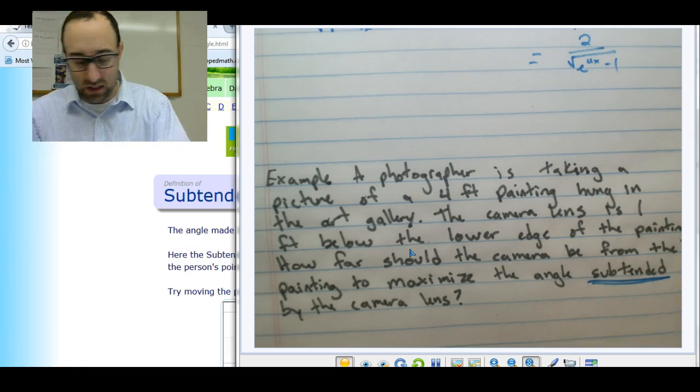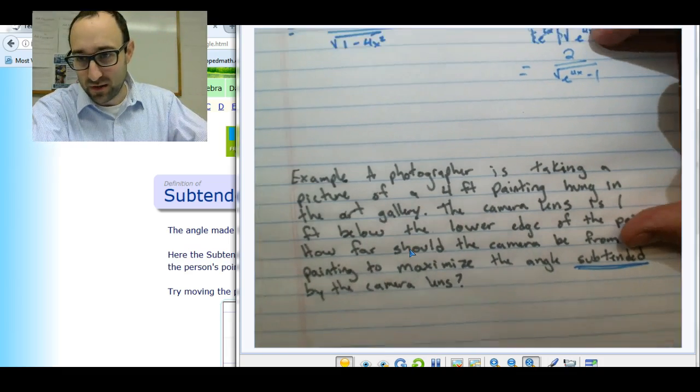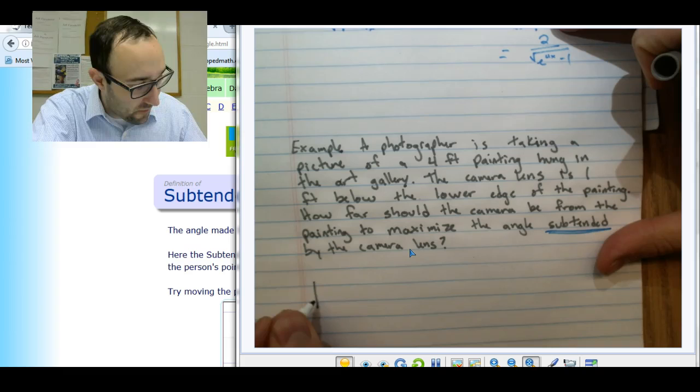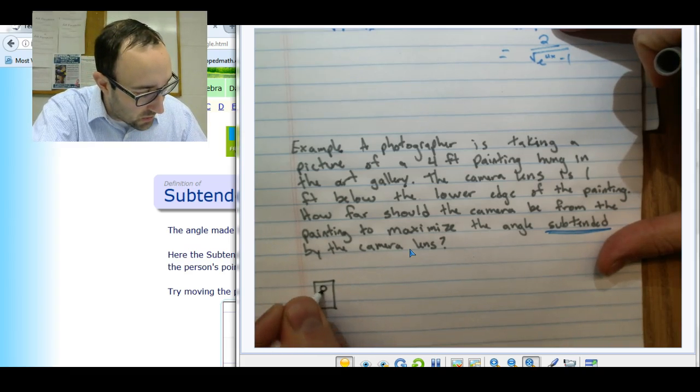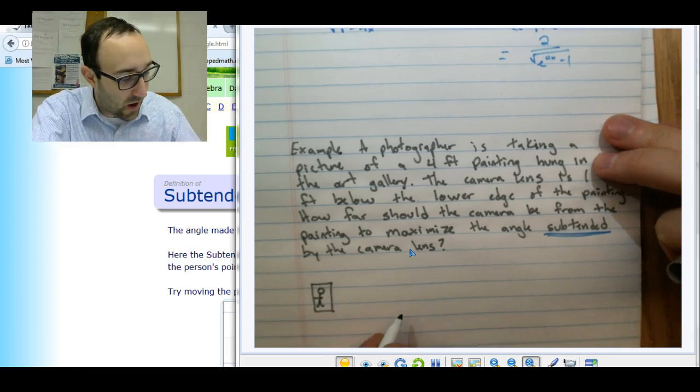All right, so let's draw a picture of this picture. First we have our picture right here, and it is obviously a very good picture, worth a lot of money. There it is. And then we have our camera.